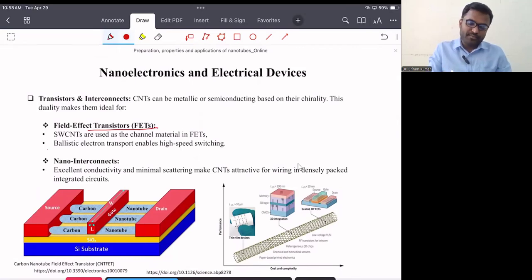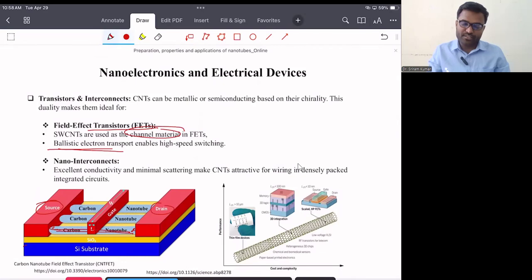Because of this ballistic electron transport nature of the CNT, we can use carbon nanotubes as channel materials. For example, this is the kind of field effect transistor here. We have the source, we have the drain, and here the carbon nanotube is used as the channel material. So what happens here? Electrons can move from source to drain without any kind of scattering, and that makes this material usable in transistor applications.